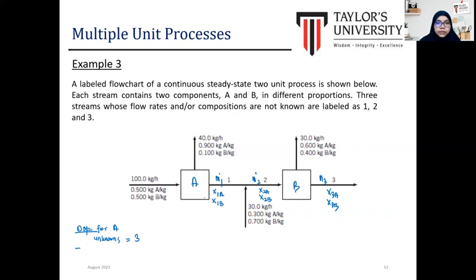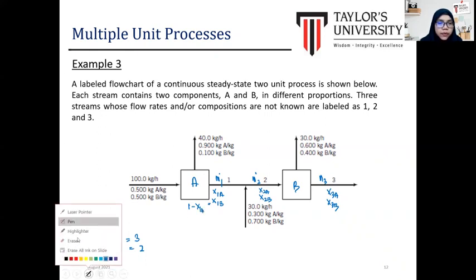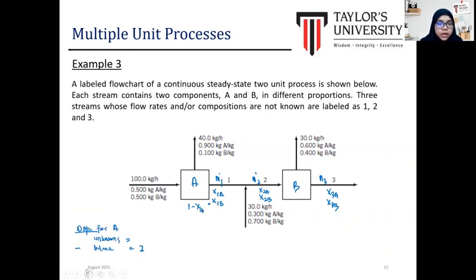minus the balance. We have 2 balances, right? And then what is the information given? So for A, we have 2 unknowns because this is equal to 1 minus x1A. So unknowns here we have 2. So we have 2 here, so it turns to 0.